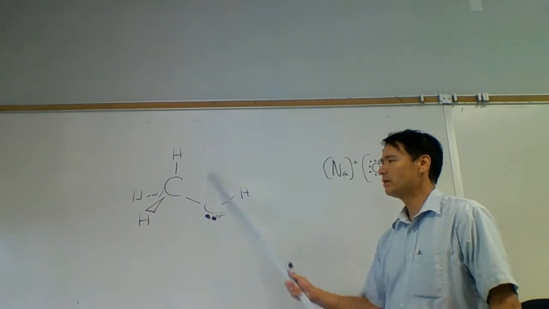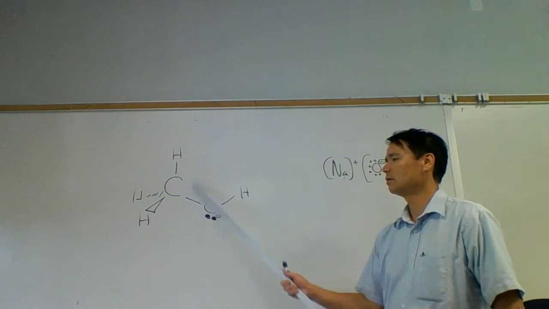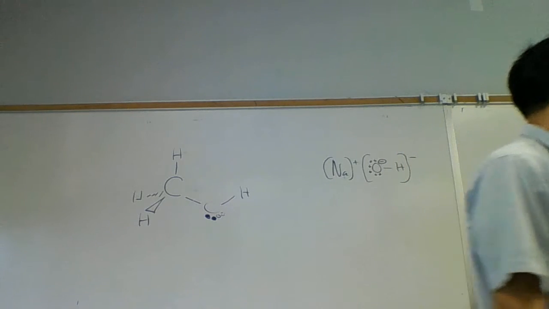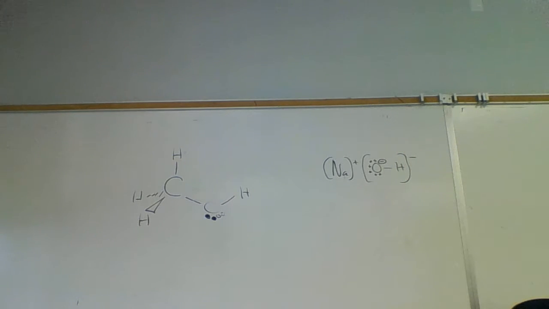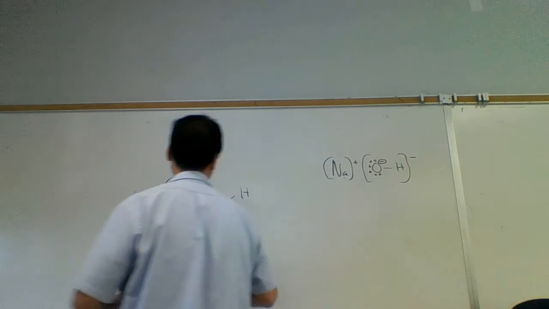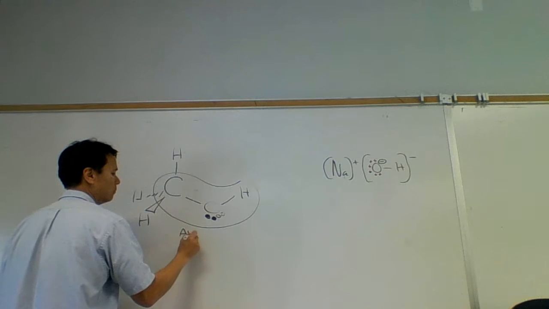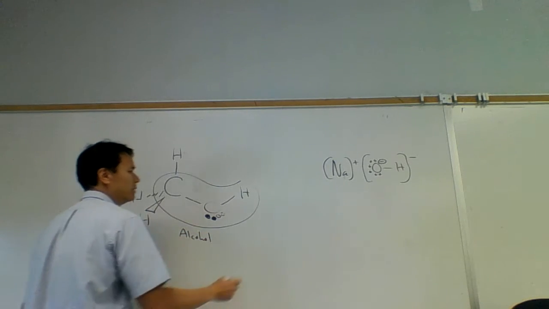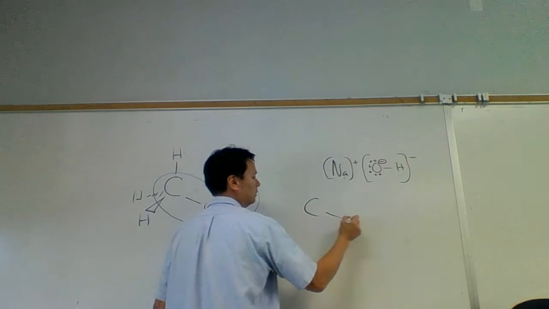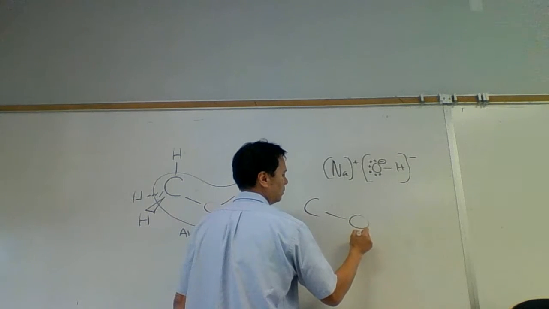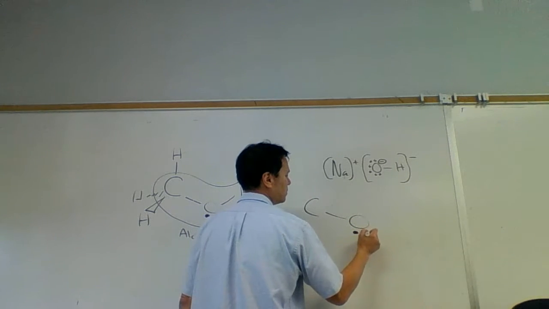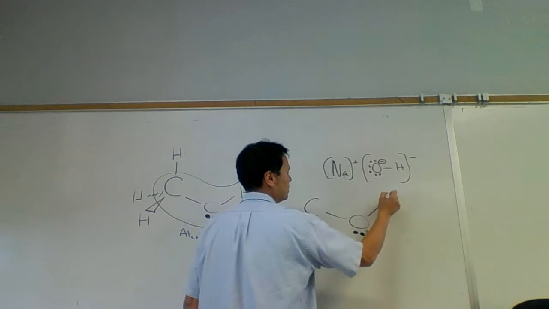Methanol is also called methyl alcohol. This is methyl attached to the alcohol hydroxyl group. An ether is going to be a little bit different. An ether is going to have a different link. Alcohols have the COH link. Ethers are going to have a COC link.